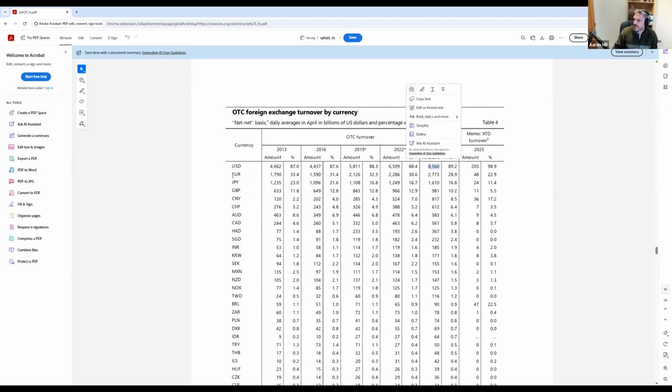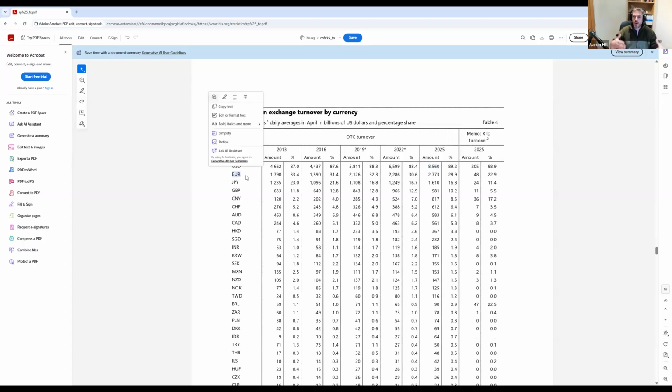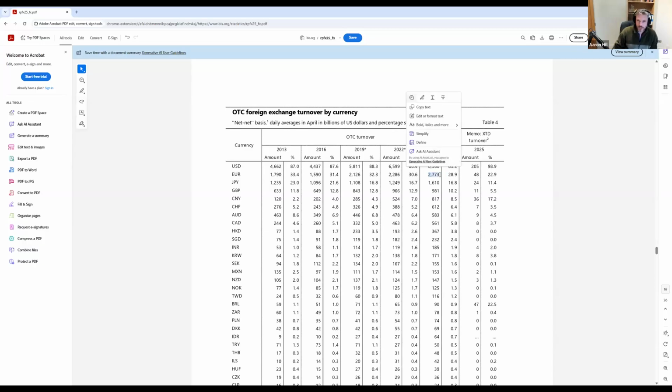For the euro, as you can see, we're trading the two most widely traded currencies here. The euro accounts for 29% of global turnover, and that's at $2.8 trillion per day. Again, I'm rounding there, guys. This is up from $2.3 trillion 3 years earlier in 2022. So the euro and the US dollar are highly liquid.